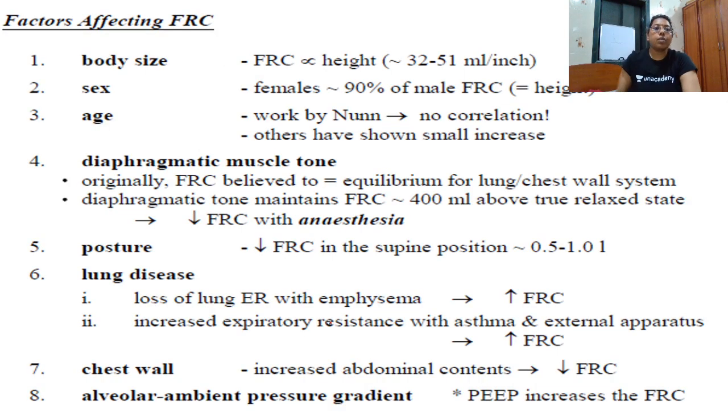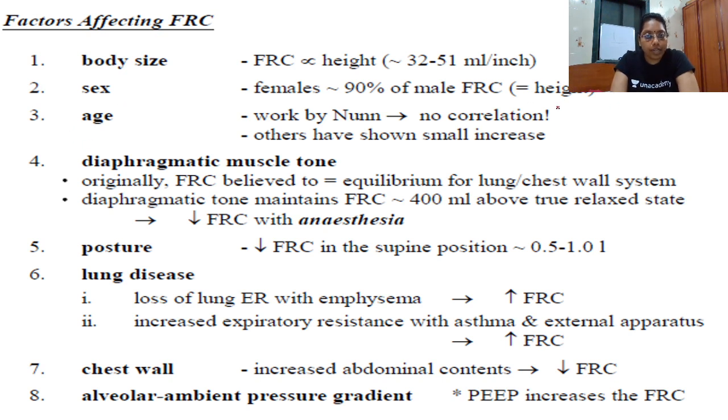We will now understand the factors which affect the functional residual capacity. The most important is body size. FRC is directly proportional to the height, almost 32 to 51 ml per inch. Females have approximately 90% of the male FRC. Obviously, it is related to the height of the individual. With age, there is no such correlation.